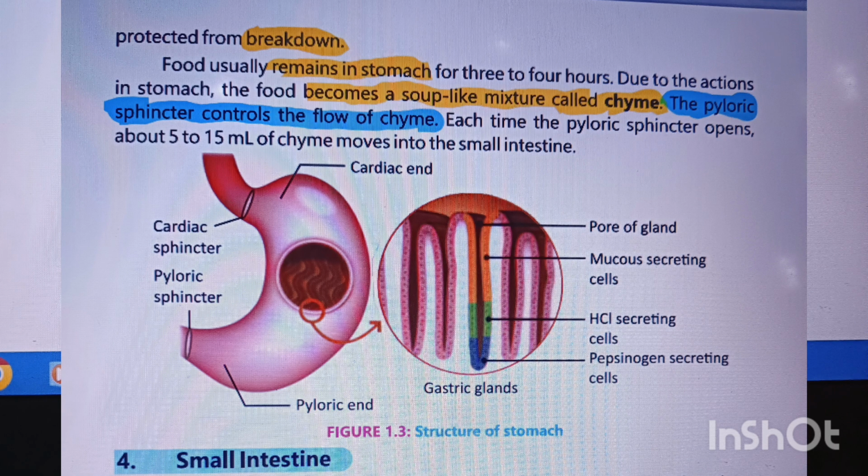In the diagram, you can also see the structure of the stomach, and this is its cardiac end. We have also studied that the end which connects the esophagus to the stomach is the cardiac end, and the cardiac sphincter is present there. And the end that connects the stomach to the small intestine is called the pyloric end, and there is a ring of muscles present here, a valve, which is called the pyloric sphincter. If we zoom in further, many glands are present here. There are mucus-secreting cells that keep producing mucus. Cells that secrete HCl are present, and there are also pepsinogen-secreting cells.